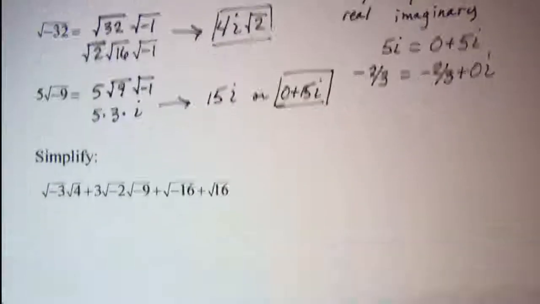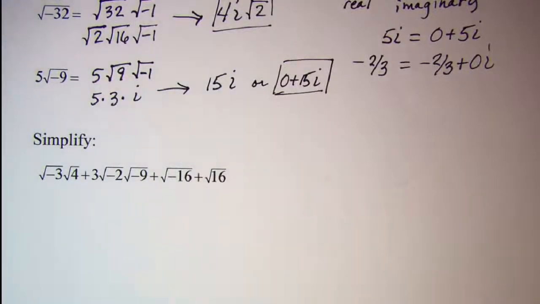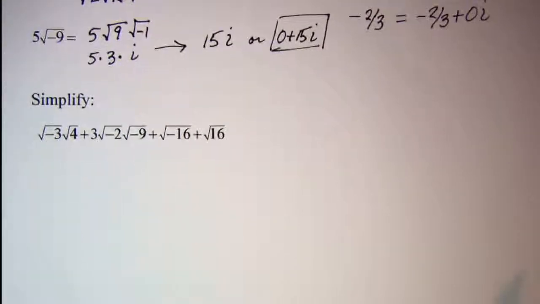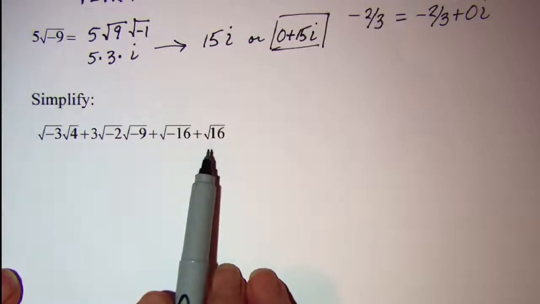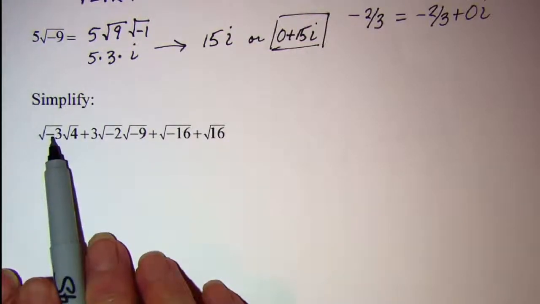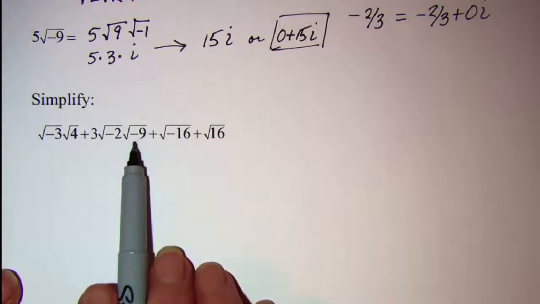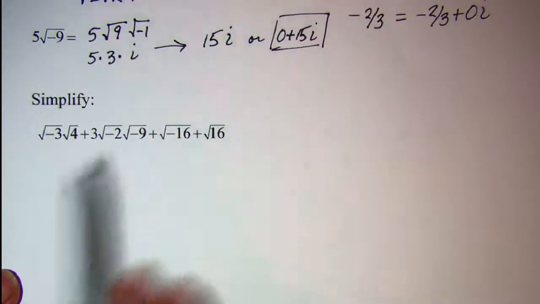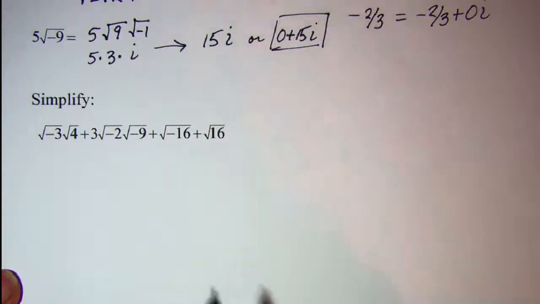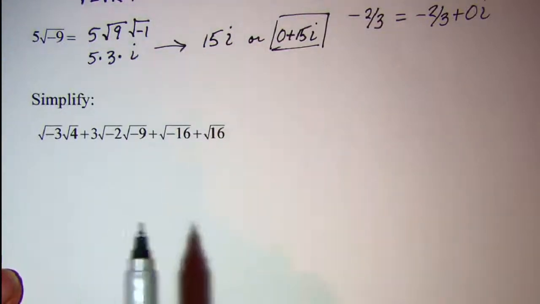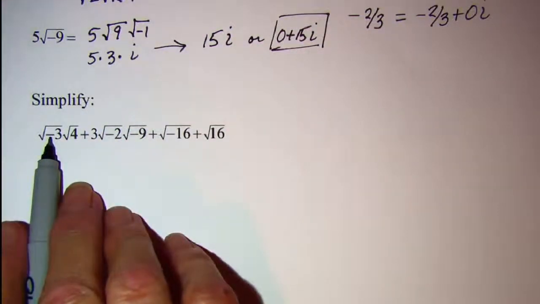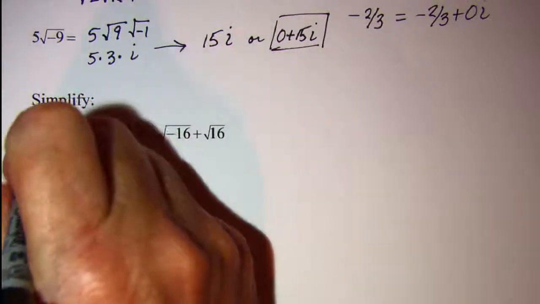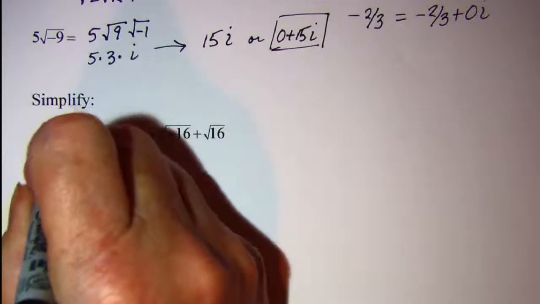Let's do some simplifying here. On this problem, we have to change all of the numbers that have a negative under the radical to Euler notation before we can start combining or even multiplying. So make that your first step. This is the square root of -1 times the square root of 3, so we would write it as i root 3.